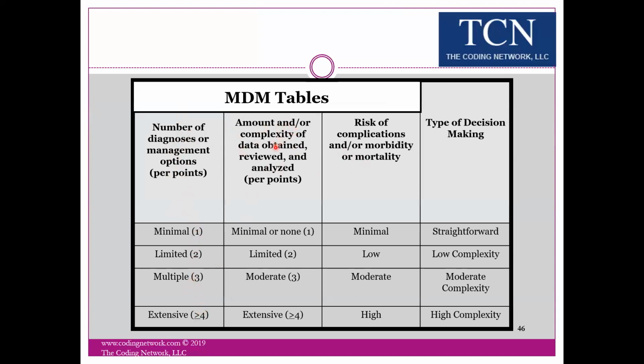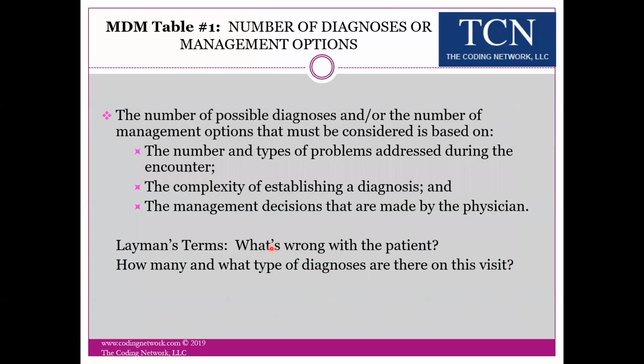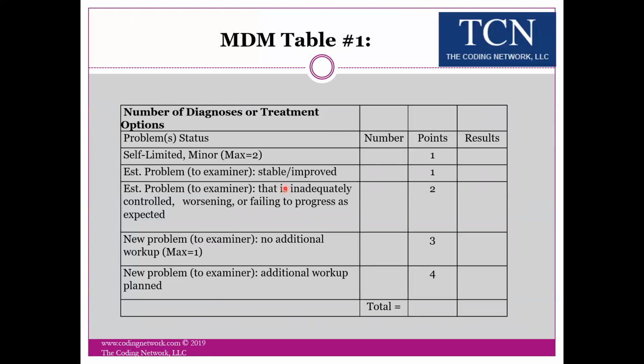Then there's the amount and complexity of data. That's the second medical decision-making table. Again, there's a point system involved. And then the third, which is the table of risk, this is just a list of examples, and I will show you what that looks like to try to kind of put it all together. So it's really important that you document the complexity of the service and the status of the problems.